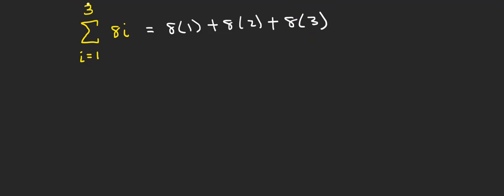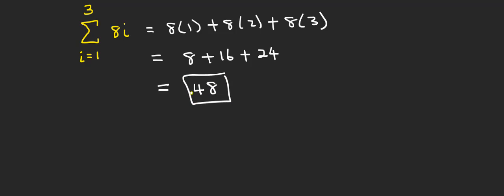If this was 4, then we would need one more term, 8 times 4. Now all we've got to do is add them up. 8 plus 16 plus 24, which is 48. So that is your final answer. Now notice, you have 3 terms here. That's because you're going from 1 to 3.